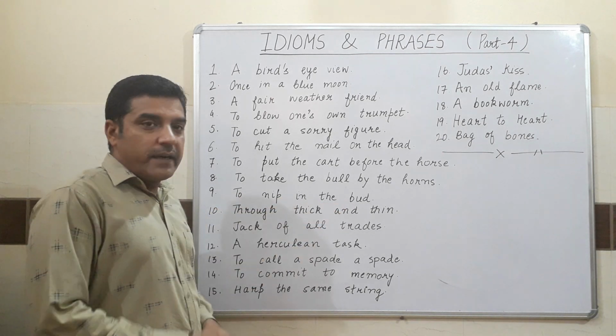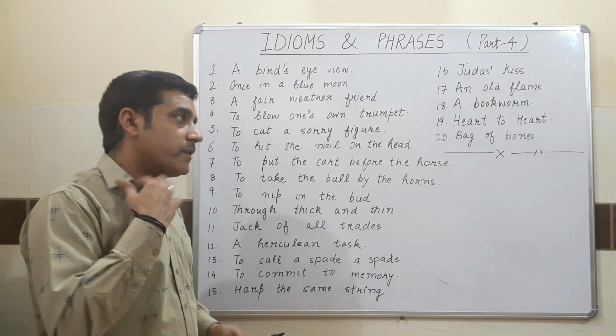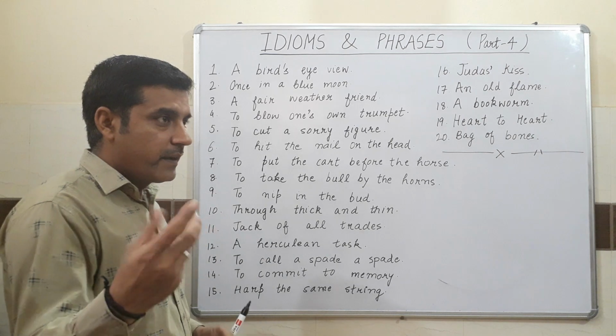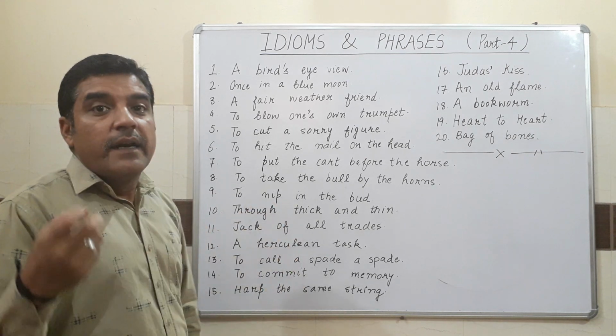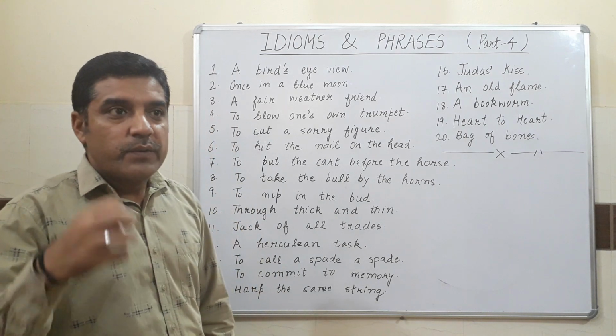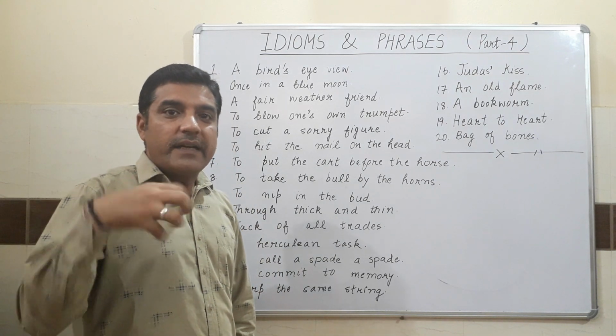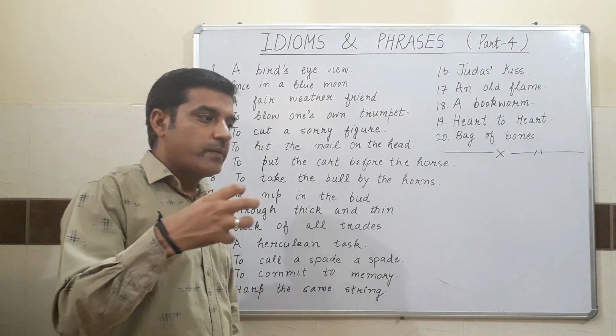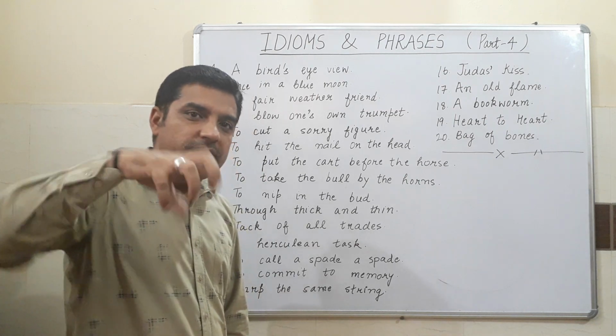To nip in the bud. Bud is that small flower, in the early stages. To nip in the bud is to control something in the very beginning, right? To control something evil in the very beginning. Anything which is going to be wrong, you control it in the very beginning.